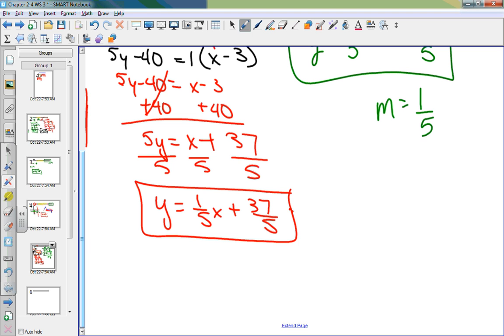Should we have learned by now that Yoder doesn't care if it's an ugly fraction? No. As long as it's in its reduced simplest form, I'm okay with it, right? Do we understand that problem?